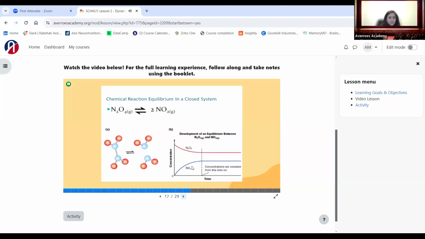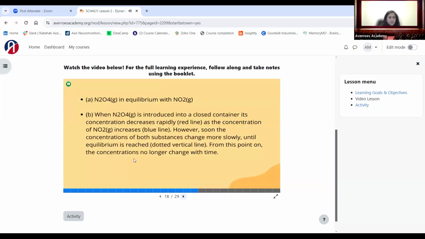So we're going from reactants to products. At the same time, we're going from products to reactants. However, as soon as the concentrations of both the N2O4 and the NO2 change more slowly, they will change until equilibrium is reached, and that's that dotted vertical line, right? So from this point on, when we're in equilibrium in a closed system, the concentrations will no longer change with time. And again, this is just showing the text for the figures we talked about on the previous slide.